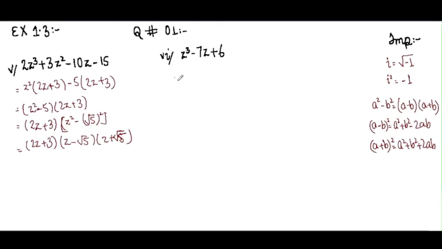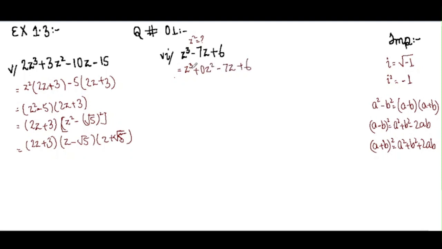For part number 6, which is z cube minus 7z plus 6, we have to use synthetic division. Do you remember you have studied synthetic division, I guess, in class number 10? We are going to solve it and revise it with each and every step. First of all, we have to complete all the terms. Here there is z cube, but z square is missing, then there is z, and then a constant. So we write z cube plus 0z square minus 7z plus 6.